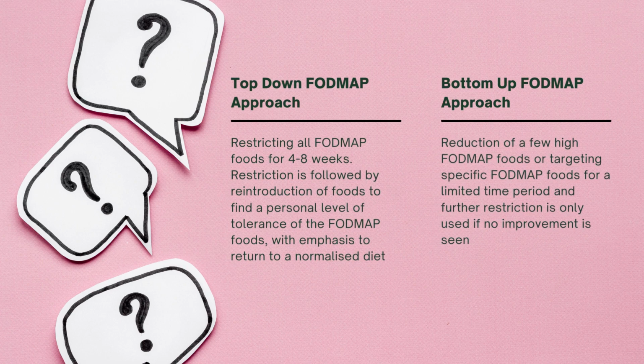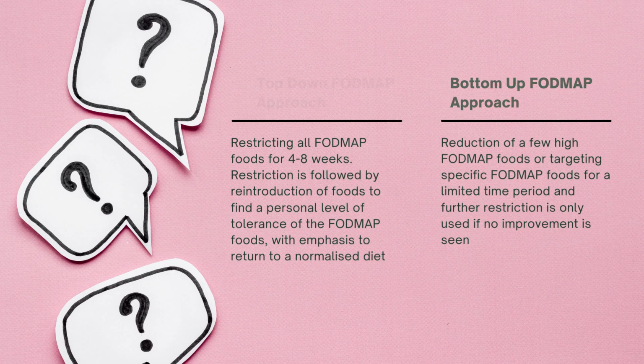Well, there are two different approaches with the FODMAP diet. You can do what we call a top-down approach, where you restrict all the FODMAP foods for 4 to 8 weeks, and then you do reintroduction to find your personal level of tolerance. And the emphasis there is really that you return to a normalised diet in the long term. The second approach is called a bottom-up approach, and this might be where you just reduce a few of the high FODMAP foods or target specific FODMAP foods for a limited time period, and further restriction is only used if you don't see an improvement with this approach.